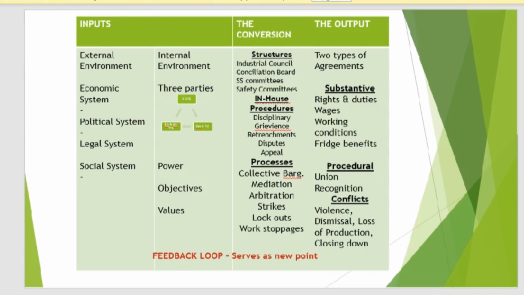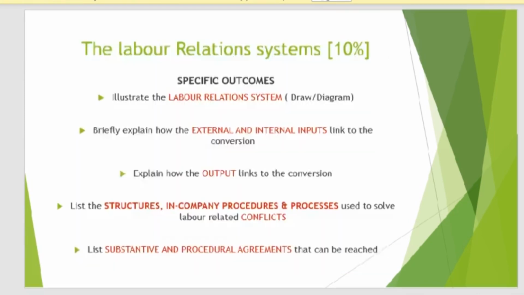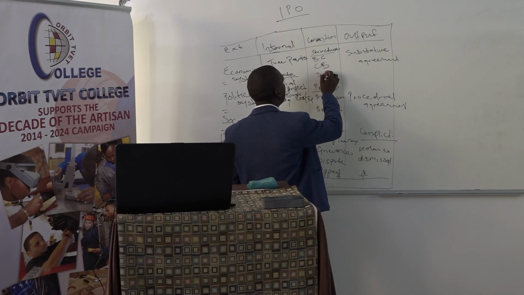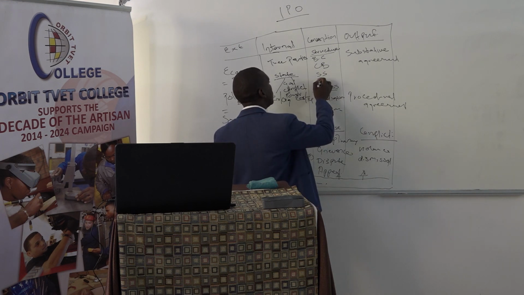The other objective is to look at the structures that we have already discussed, so that we can now be able to explain or list them. They do not end only at the bargaining council, collective bargaining or the conciliation boards, but will now include the shop steward committee. They will also include the safety committee in a workplace.